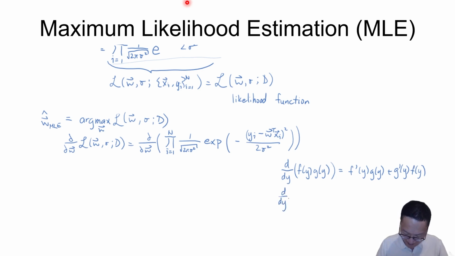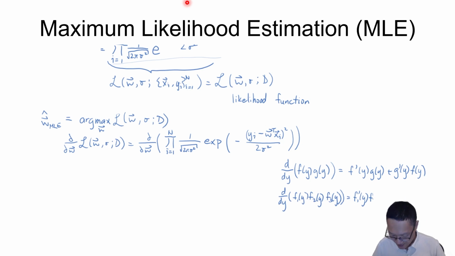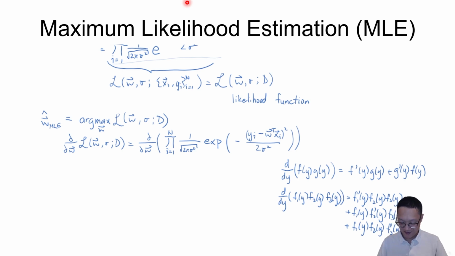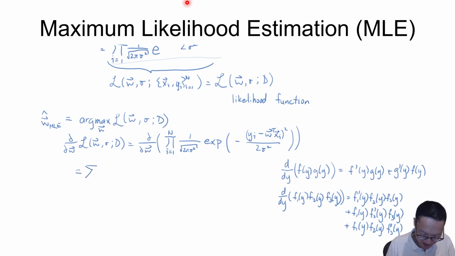Just as an example, if we have f1 of y, f2 of y, f3 of y, this is f1 prime of y times the others unchanged. Plus, now you take the derivative of another one of these functions, leaving the others unchanged, f2 prime, f3 of y, and then you do it for all the ways this can be done. That's the 2-variable and 3-variable case. Now we have n things multiplied together because this is a product from i equals 1 to n. So we're going to have n of these terms, and for each of them we take one of the partial derivatives.